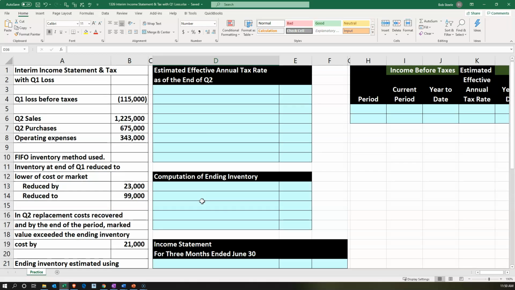Okay, so let's go on up to our information. We're going to start with an estimate of the effective annual tax rate. So notice what we basically have to do. We have to annualize our income because we're in the middle of the year. We're in an interim time period at the end of the second quarter.